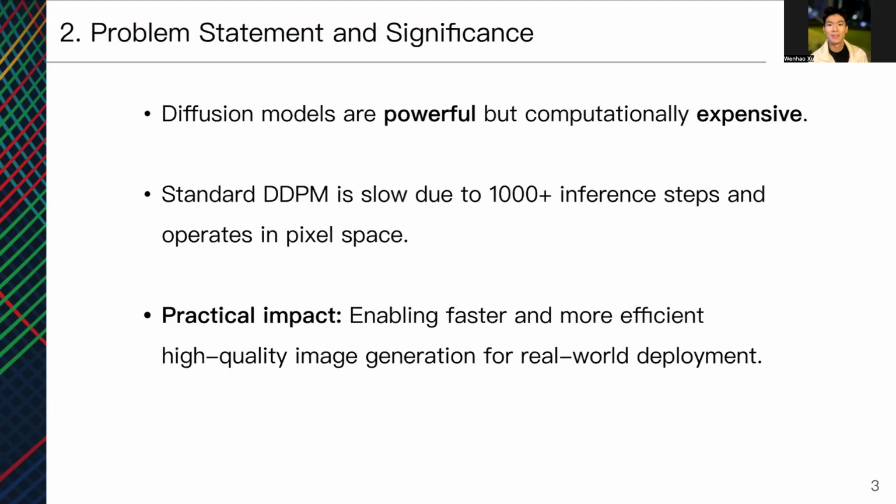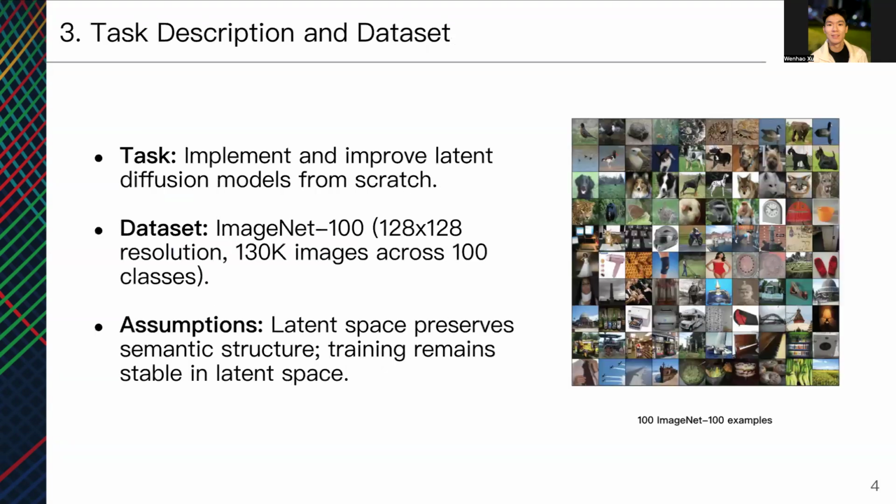Diffusion models are powerful, but they suffer from being computationally expensive. The standard DDPM is slow due to making 1,000 plus inference steps and operating at the pixel level. The practical impact is that we will enable faster and more efficient high quality image generation for real world deployment. And the task is to implement and improve the latent diffusion model from scratch.